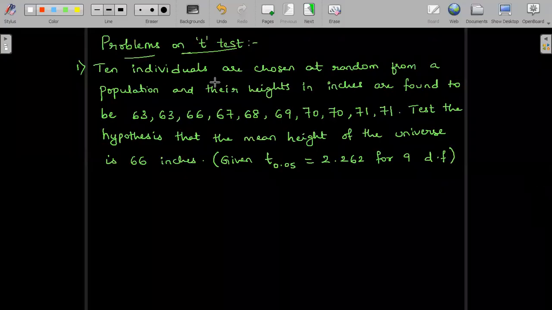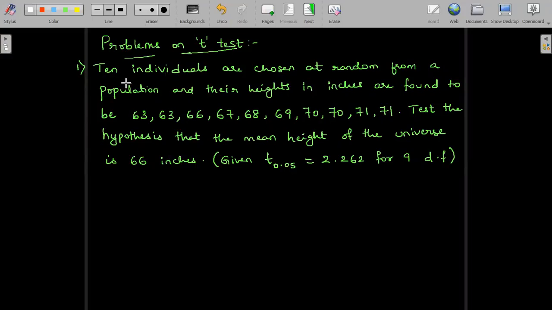Now let us see problems on t-test. First question, 10 individuals are chosen at random from a population and their heights in inches are found to be 63, 63, 66, 67, 68, 69, 70, 70, 71, 71. Test the hypothesis that the mean height of the universe is 66 inches. So from the data, we can analyze these things.